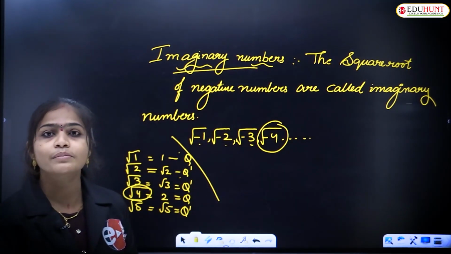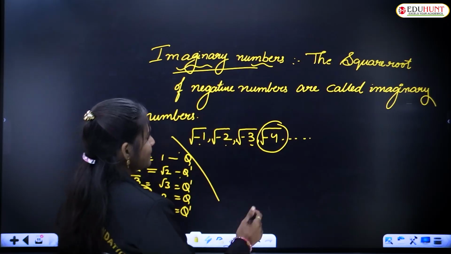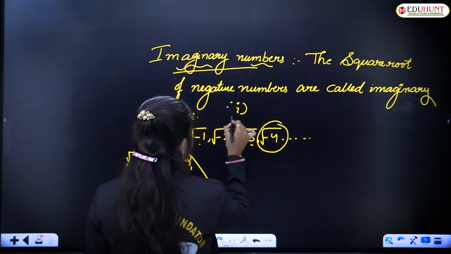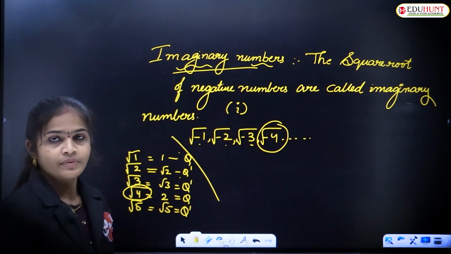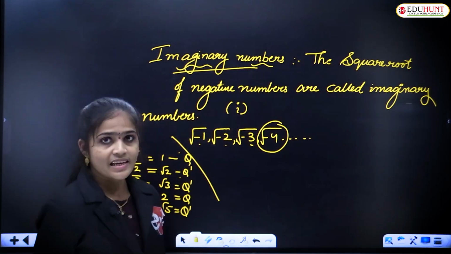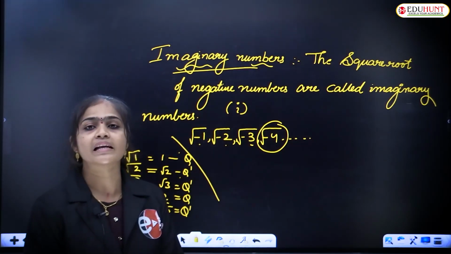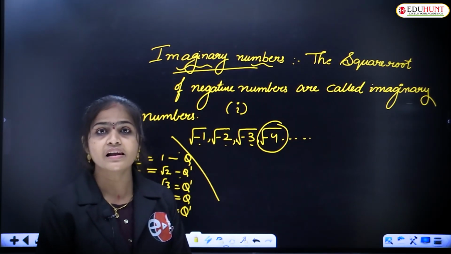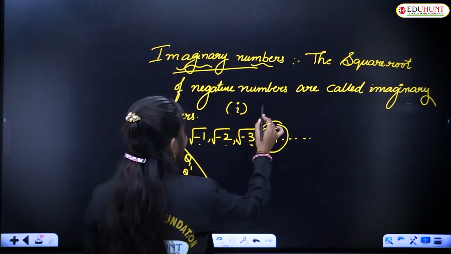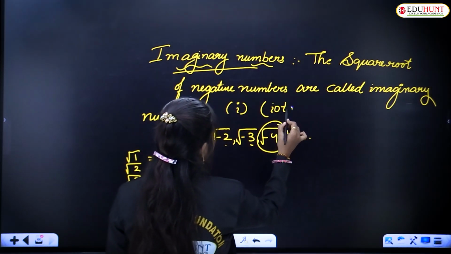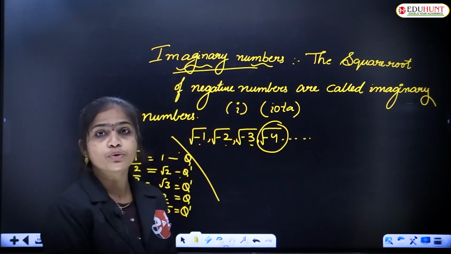Imaginary numbers are denoted by the letter small i, because the imaginary number's starting letter is i, no? So we will call this one iota. What do we call that? Iota.